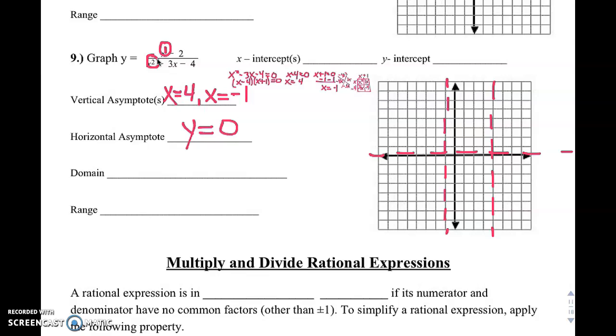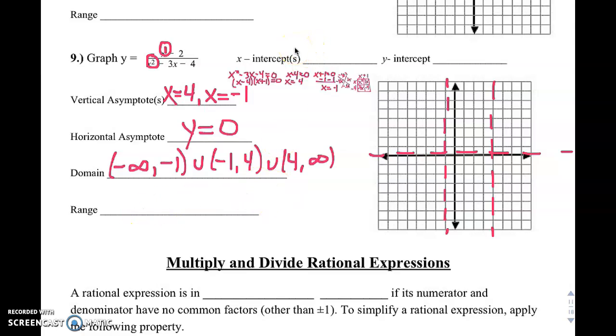My domain, I know for sure, is always broken up by the vertical asymptotes, so x can't equal negative 1 or 4. So x can be everything less than negative 1, everything between negative 1 and 4, and everything bigger than 4. So there's going to be 3 sections of graph: this section here, this section in here, and then a section over here. My range, I'm not sure of, because I could cross that horizontal asymptote. So I want to graph it first before I fill in anything here.